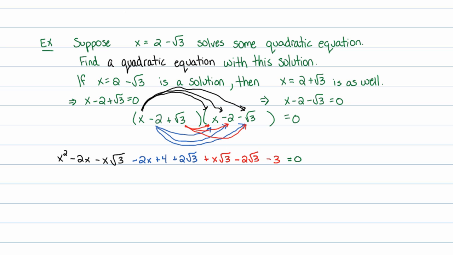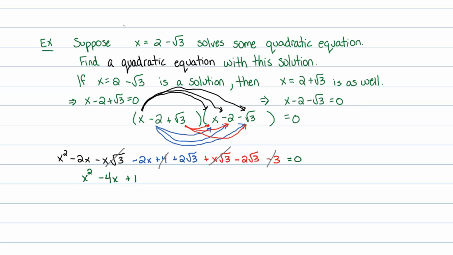Let's combine like terms here. So now I'm just going to be in green. I'll just have an x squared. Let's see, a -2x, lose another 2x. So I'm at a -4 of those x's. A negative x root 3, but I'm adding back an x root 3. So those two cancel, actually. So I'll cancel those out. A positive 4 minus 3. Positive 4 minus 3 is going to give me a positive 1.